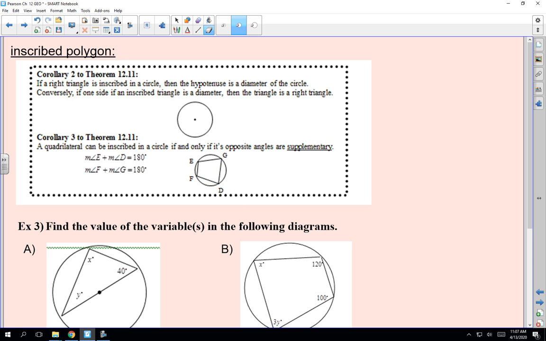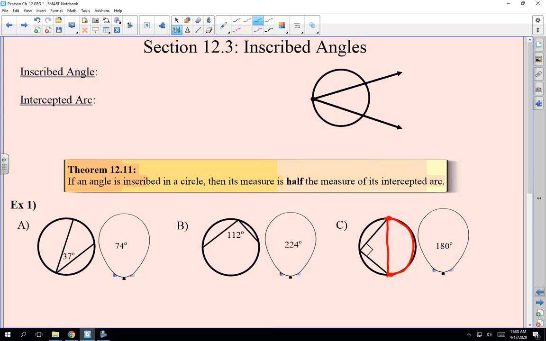It says if a right triangle is inscribed in a circle, so we saw this actually already, the right triangle is inscribed in a circle. There it is. Then the hypotenuse is a diameter of the circle. Conversely, there's our right triangle there. Conversely, if one side of an inscribed triangle is a diameter, then the triangle is a right triangle. We saw examples like that previously here. If you go back, here's one here.